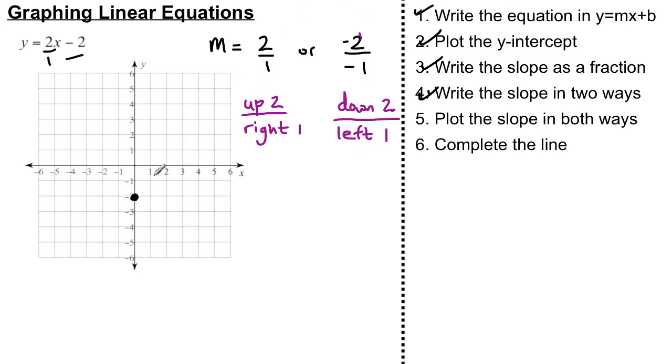Up 2 and right 1. We go up 2, right 1, put a dot, up 2, right 1. Right, you can see the pattern. That's going to continue on. Down 2, left 1, down 2, left 1, and then down 2, left 1. Okay, and so then we can fill in our line. It just goes through all of these points here, right? And we get an arrow on there. Okay, let's go on to the next one.